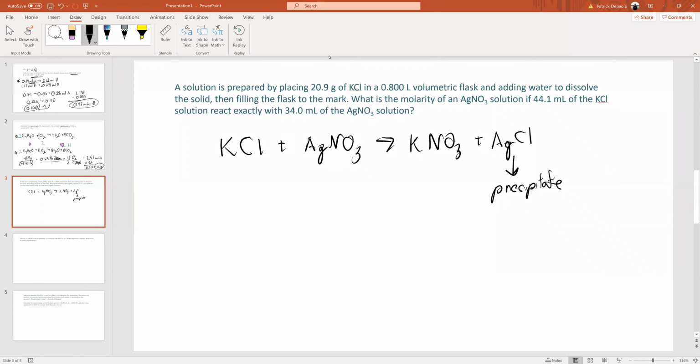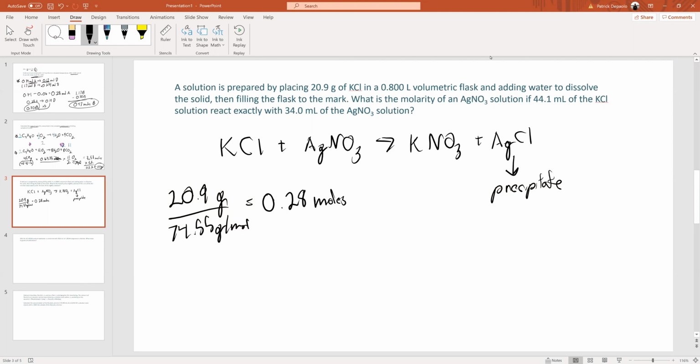So we have our 20.9 grams of KCl, so we can figure out the moles. The molar mass of KCl is 74.55 grams per mole. And then we can divide those two numbers, 20.9 divided by 74.55, to get 0.28 moles. Okay, so that's good. And we can figure out the molarity too, but we don't really need that right now.